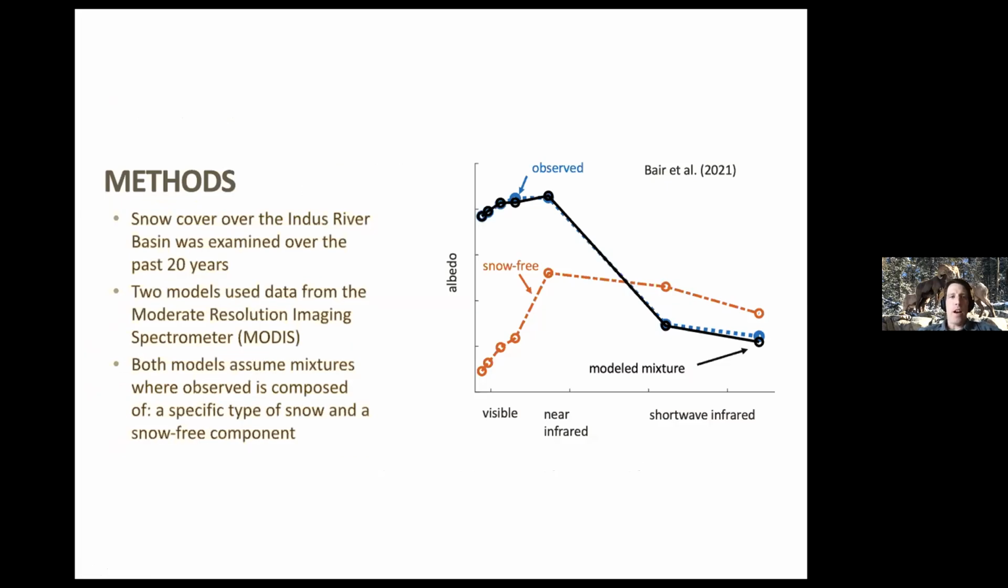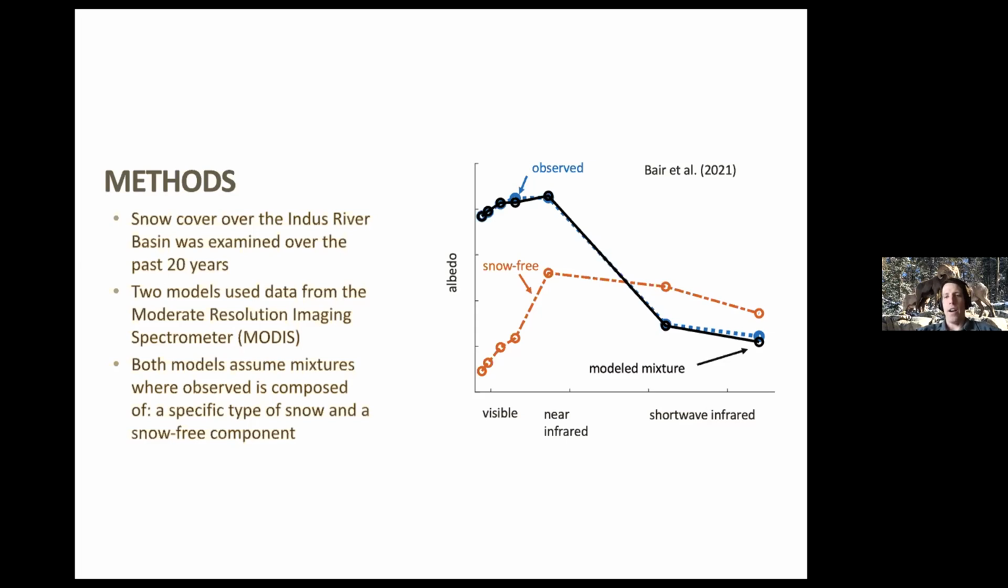Just briefly on the methods. We looked at snow cover, as I said, over the past 20 years. We used two models. Both of the models assume mixtures where the observed is composed of a specific type of snow and a snow-free component. So what we can do is look at the pixels. To describe a pixel, it's like in an image, the little blocks. It's got some intrinsic resolution. Like these pixels are pretty big. They're about 0.5 kilometer each.